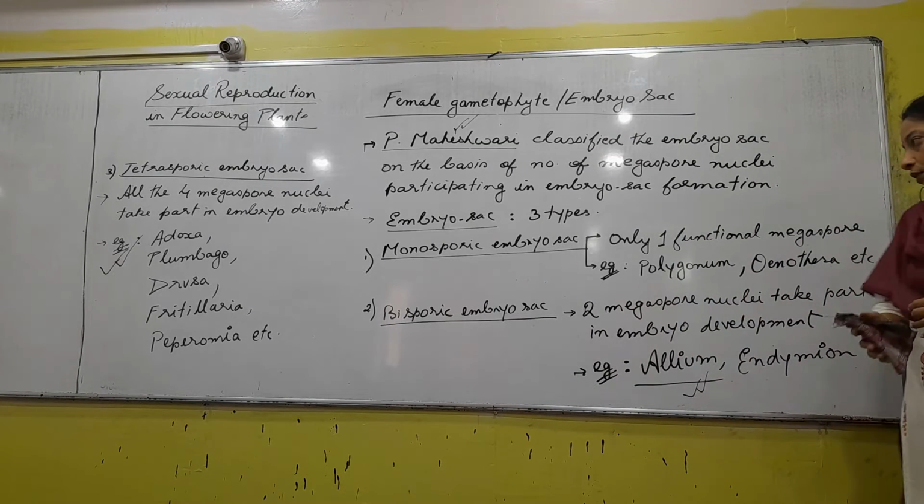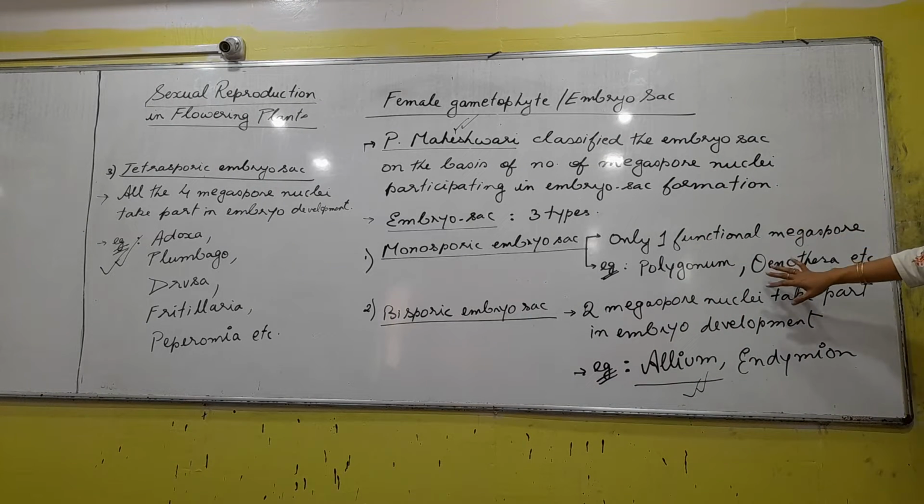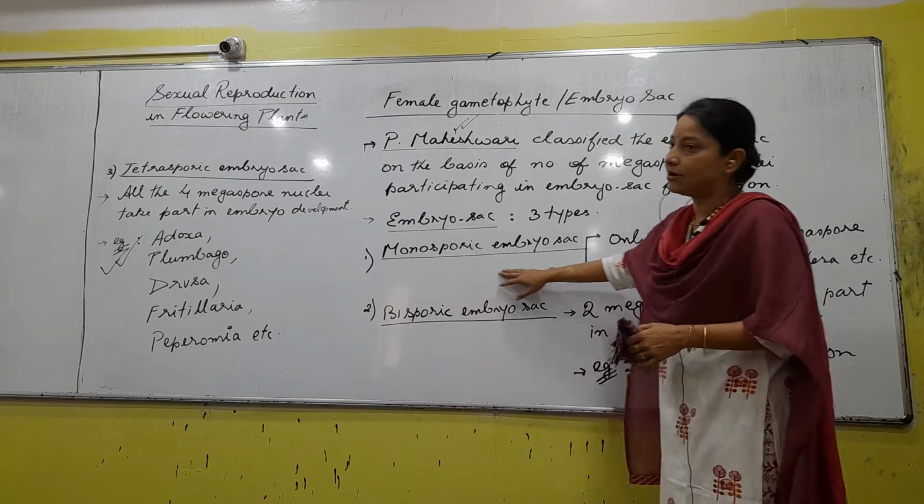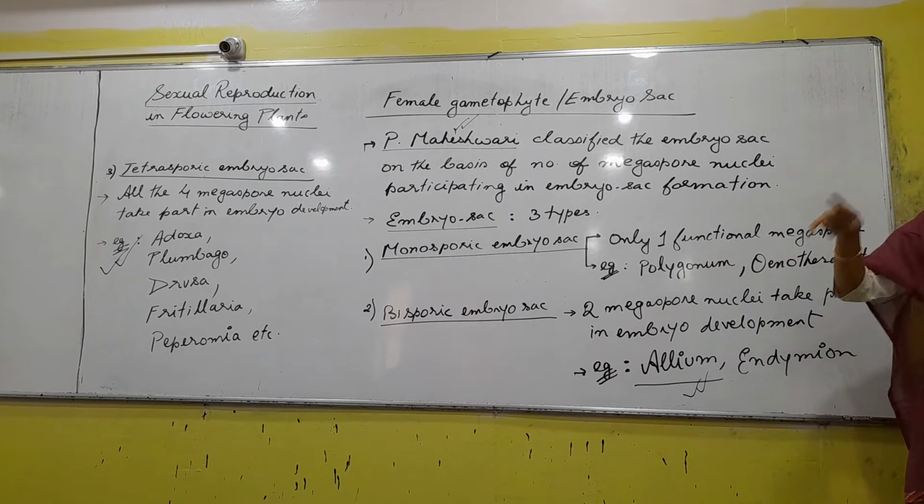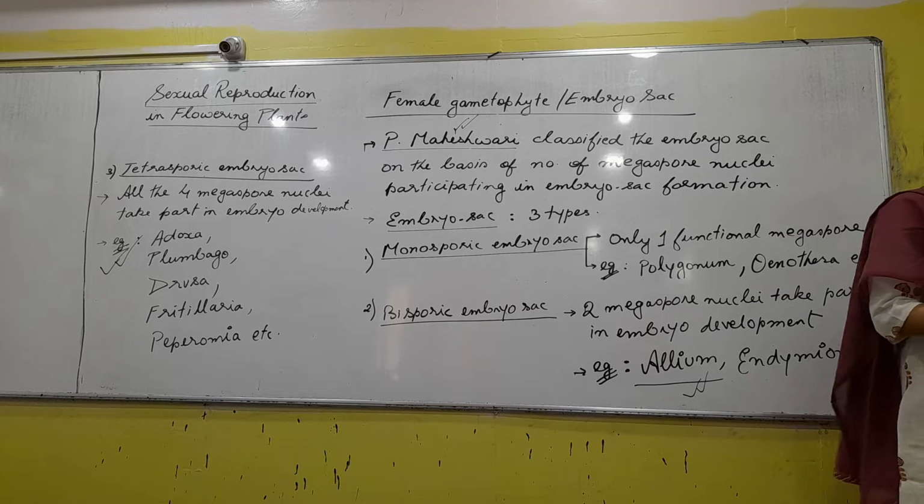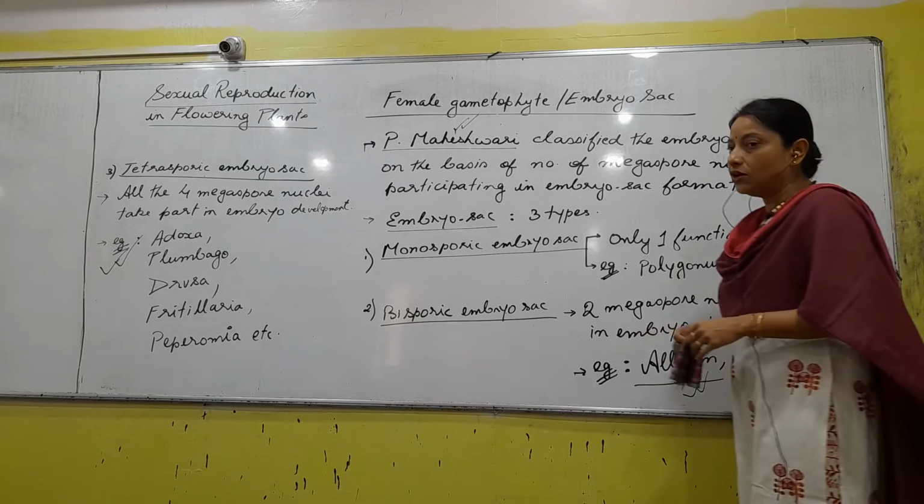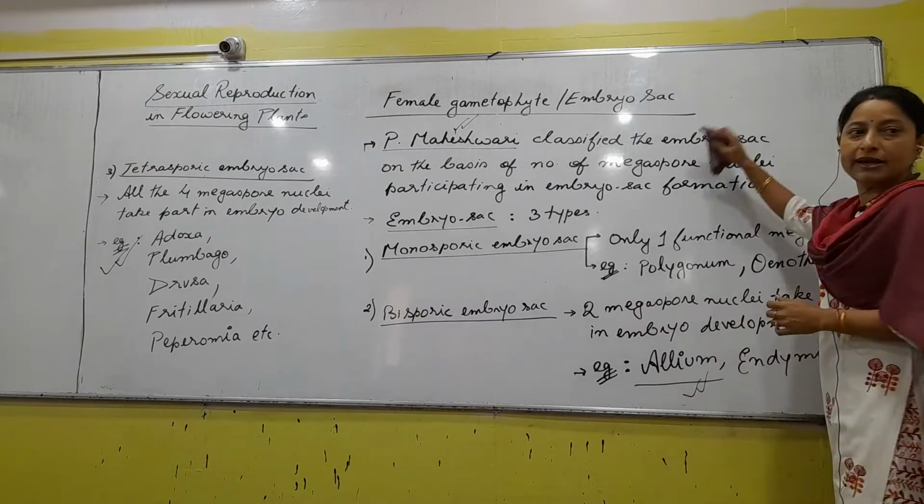Right? And what we will be discussing is the polygonum type of monosporic embryo sac. We will take this example to describe the structure. So write the heading: monosporic polygonum embryo sac. I think this part is over.